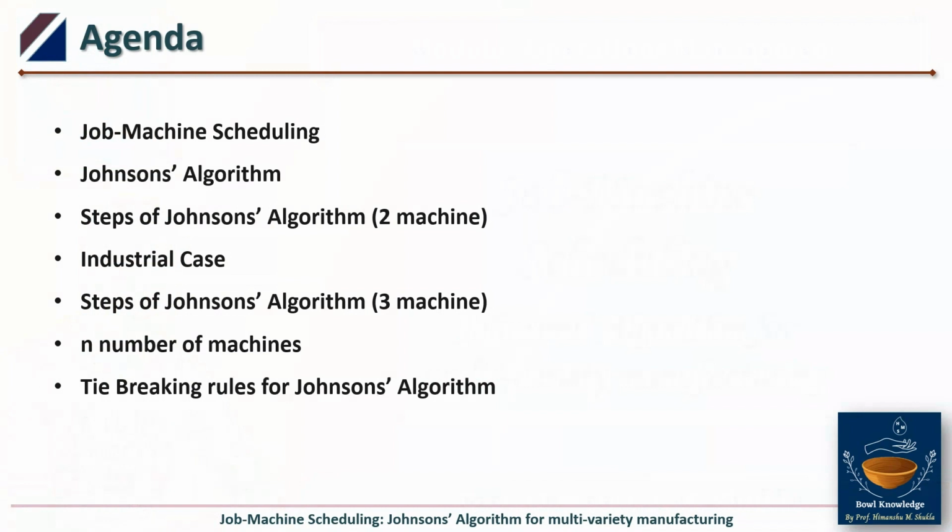Then we will learn about Johnson's algorithm, and the steps of Johnson's algorithm for a two machine problem. We will try to understand this concept with the help of an industrial case. Then we'll see what to do when there are more than two machines, that is 3 machines. We'll also see if there are n number of machines in such a setup, how to proceed with Johnson's algorithm, or whether it is possible or not. Then there are some tie breaking rules for Johnson's algorithm which are very beneficial. We will discuss this in detail.